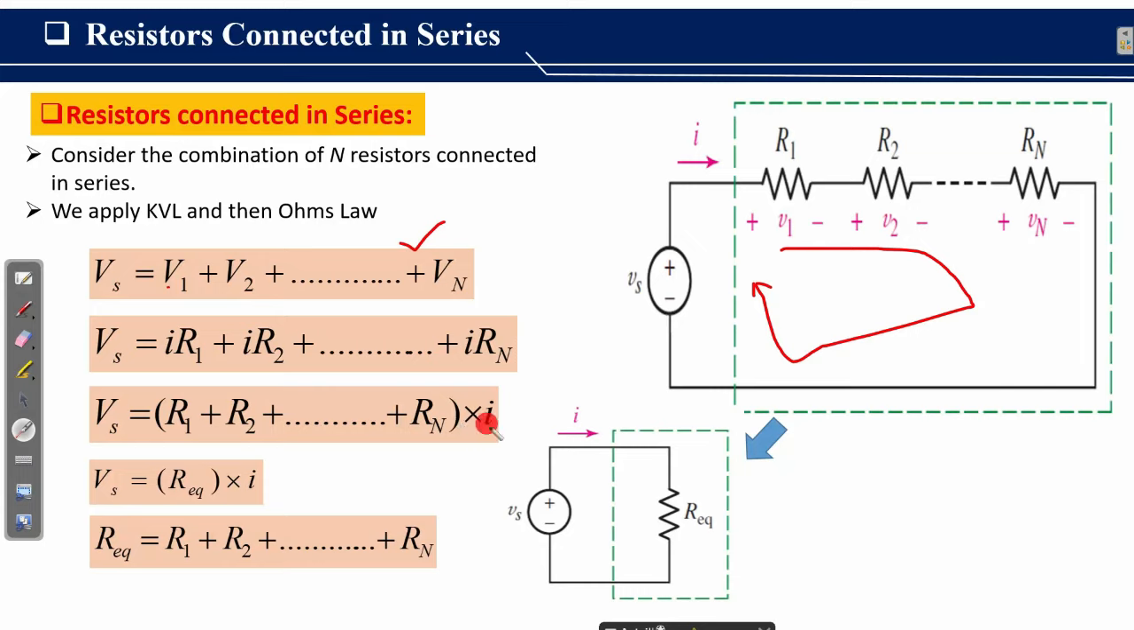Keeping current I common, we get this expression. Vs is equal to I times (R1 plus R2 plus Rn). R1 plus R2 plus Rn can be replaced by R equivalent. Vs is equal to R equivalent into I, and R equivalent can be shown by this expression: R1 plus R2 plus Rn. Using this expression, this circuit can be drawn as shown here. Vs, which is the applied voltage source, is connected in series to R equivalent, and R equivalent is the equivalent resistance of the series combination of R1, R2 and Rn.